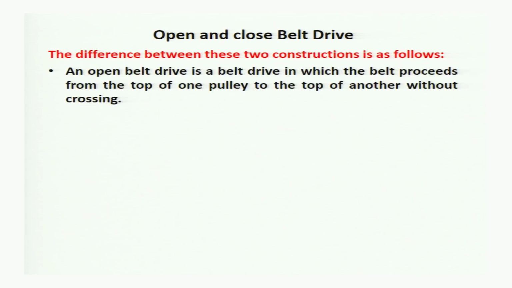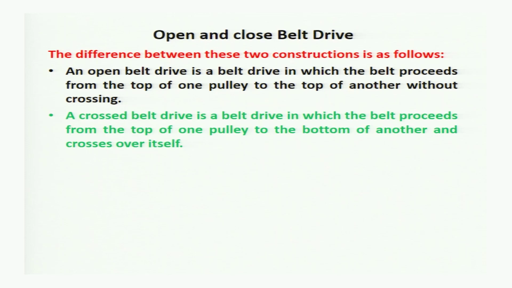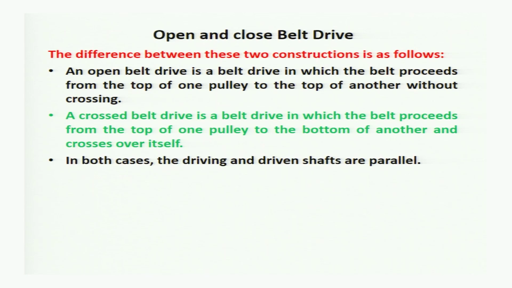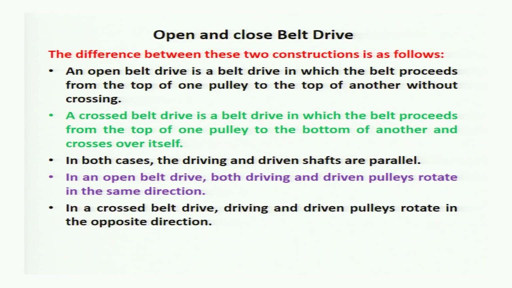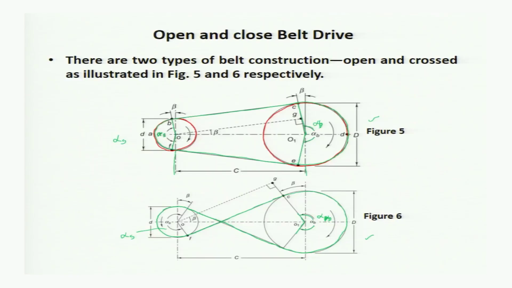Now, the difference between these two constructions is as follows. An open belt drive is a belt drive in which belt proceeds from the top of one pulley to the top of another without crossing. The crossed belt drive is a belt drive in which the belt proceeds from the top of one pulley to the bottom of another and crossed over itself. In both cases, driving and driven shafts are parallel. In an open belt drive, both driving and driven pulleys rotate in same direction. In the cross belt drive, driving and driven pulley rotate in the opposite direction, and that is clear here.